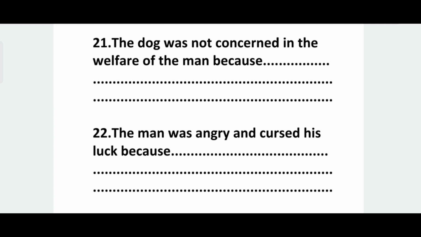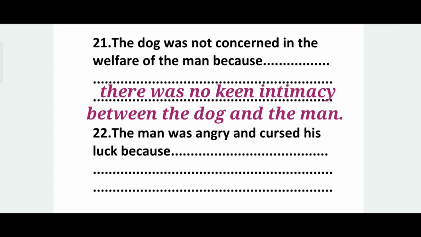Question 21. The dog was not concerned in the welfare of the man because there was no keen intimacy between the dog and the man. The man was his fire provider, and to the man, this dog was his toil slave. No intimacy between the two. The dog did not even try to warn the man or communicate his apprehensions to the man.